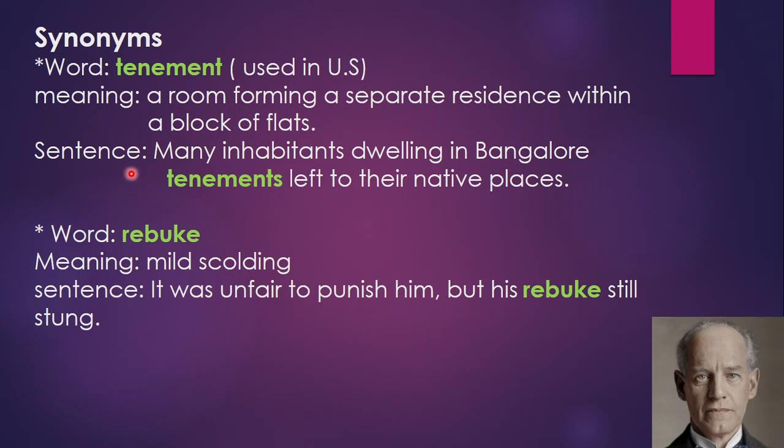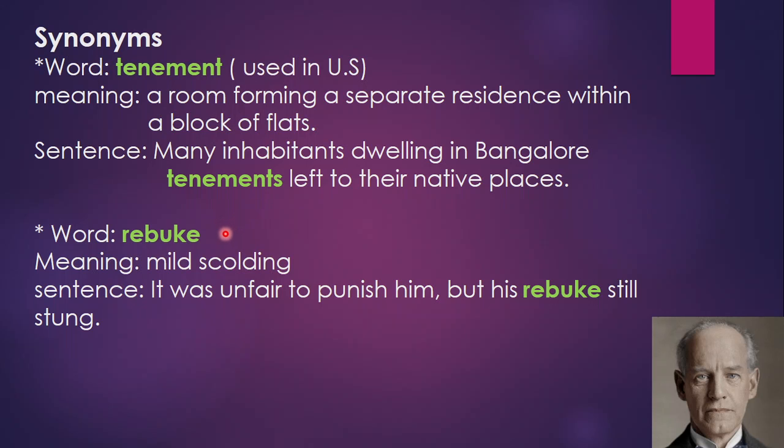How to use it in a sentence? Many inhabitants dwelling in Bangalore tenements left to their native places. Tenements: the people who are living in these blocks, a separate residence, they are called tenements. This is how we use it in a sentence.